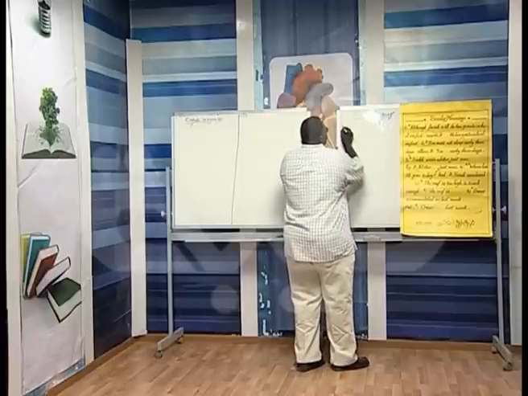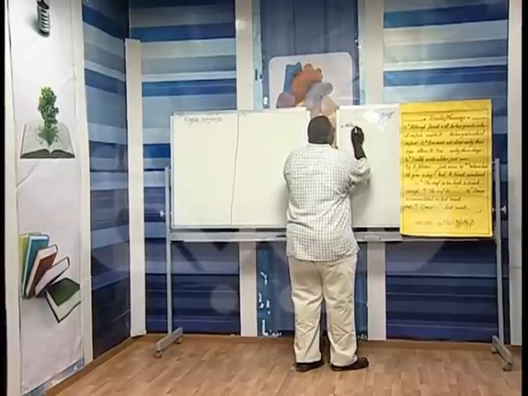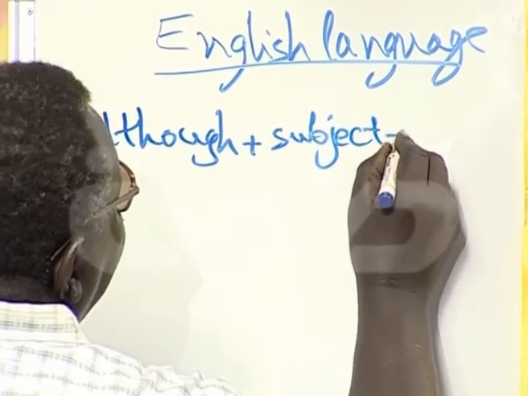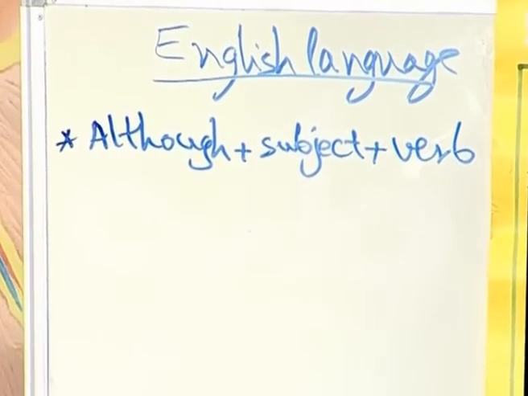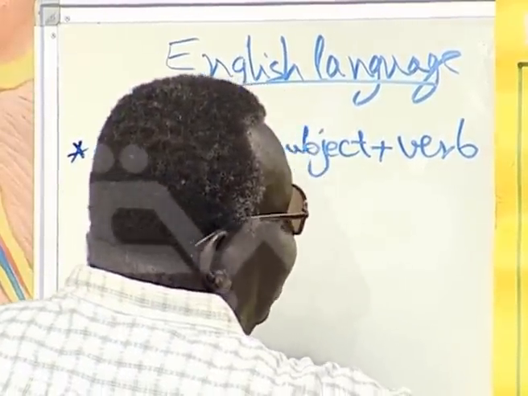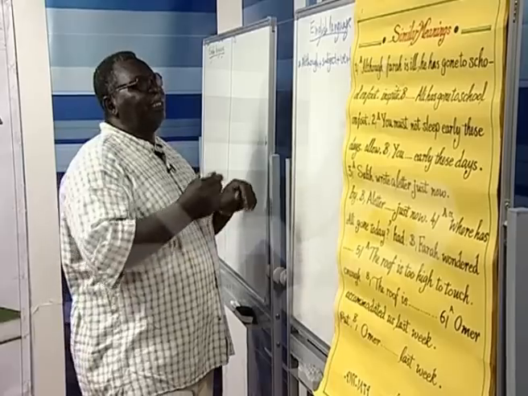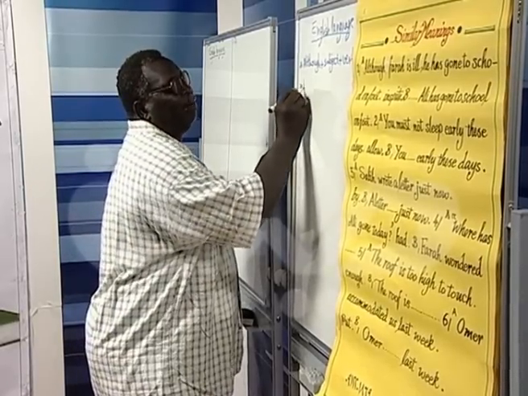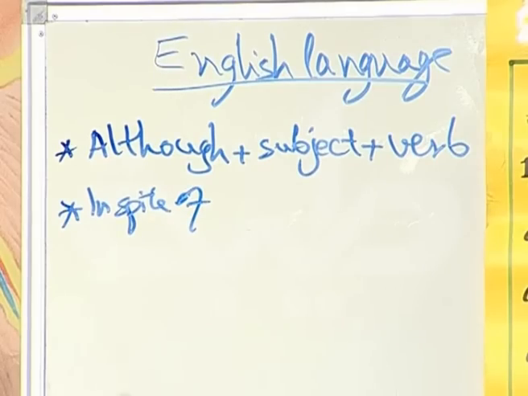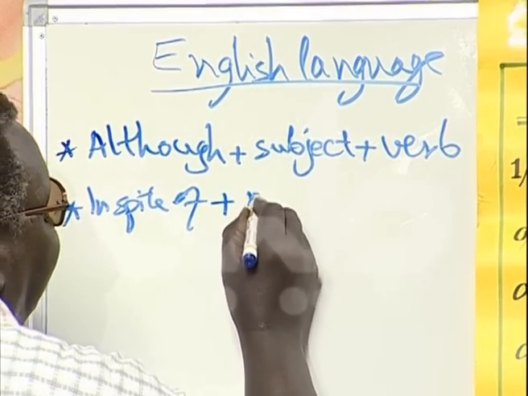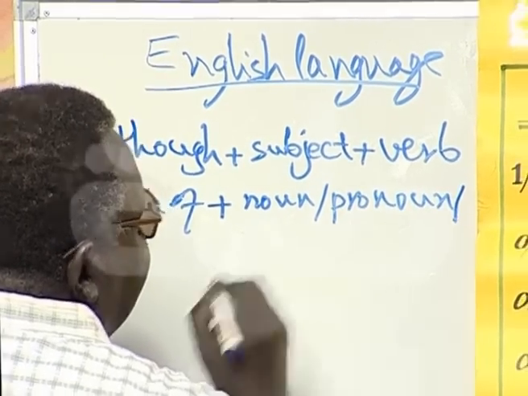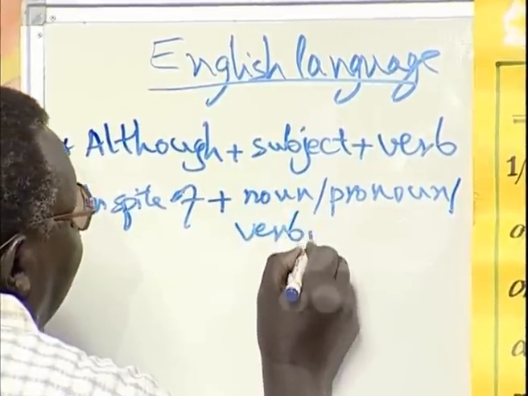Here we have although, and then we have the subject, الفاعل, and then the verb, فعل. If you look at this sentence, you will notice that after although the subject is Farah and then is is the verb. Ill, of course, is an adjective. In spite of is different from although. Both of them mean بالرغم من, but in spite of has three options, ثلاثة خيارات: the noun, اسم; the pronoun, ضمير; and the last option, verb plus ing. This is what we call gerund.